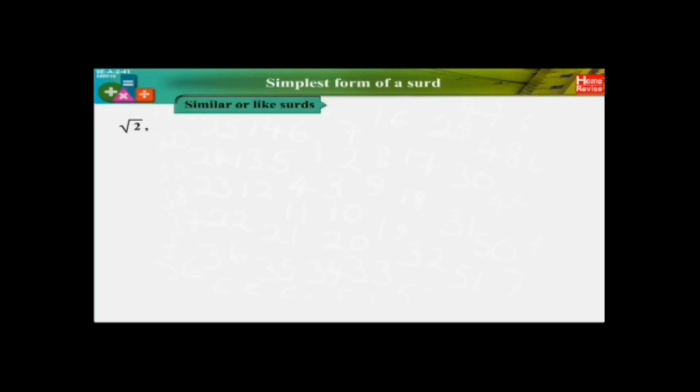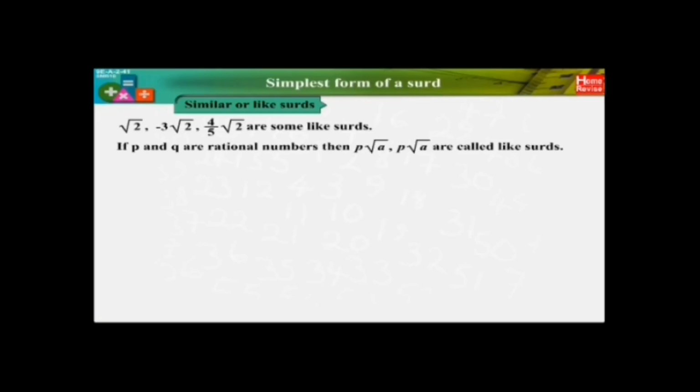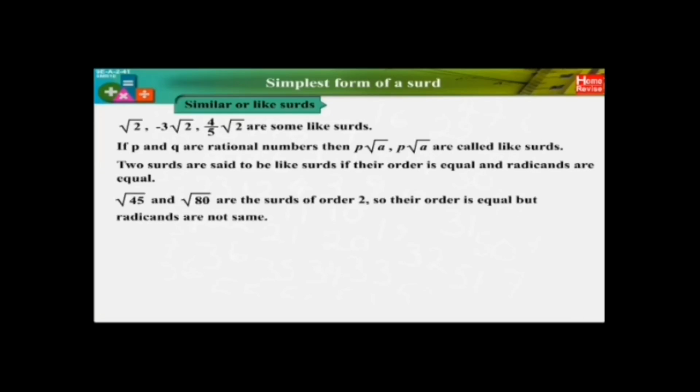Similar or like surds. Root 2, minus 3 root 2, 4 upon 5 root 2 are some like surds. If p and q are rational numbers, then p root a and q root a are called like surds. Two surds are said to be like surds if their order is equal and radicands are equal. Root 45 and root 80 are surds of order 2, so their order is equal but radicands are not the same. Are these like surds?